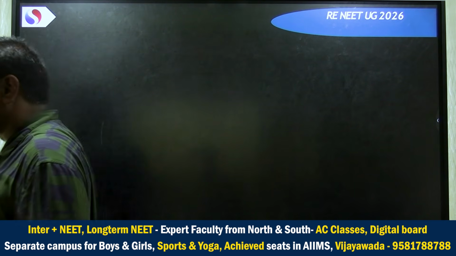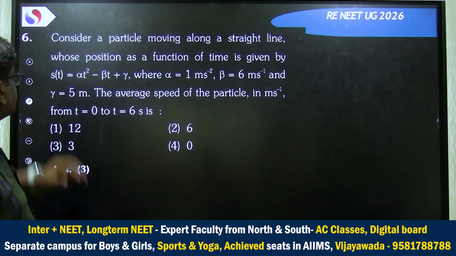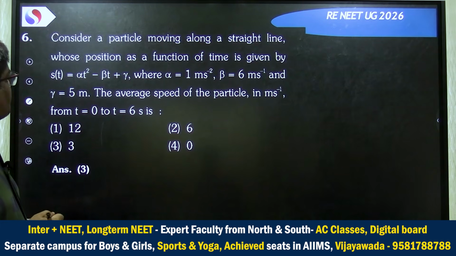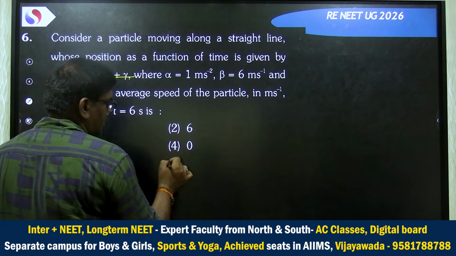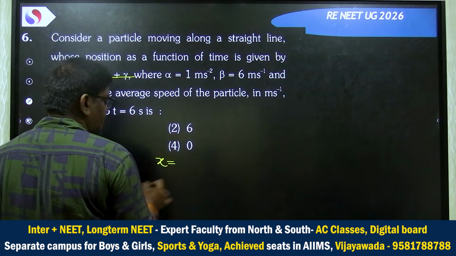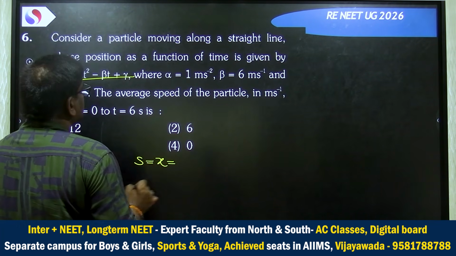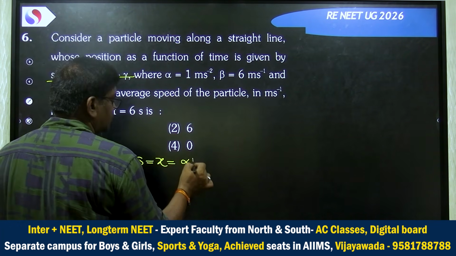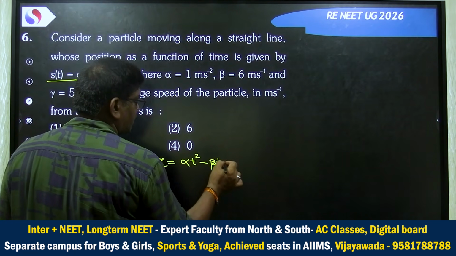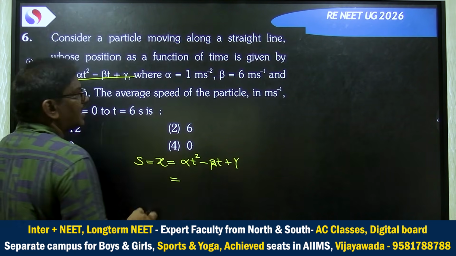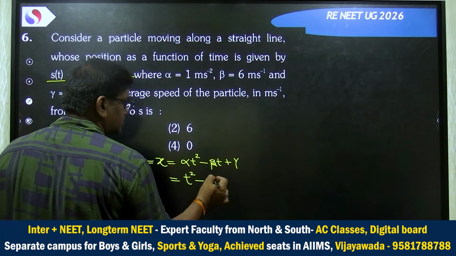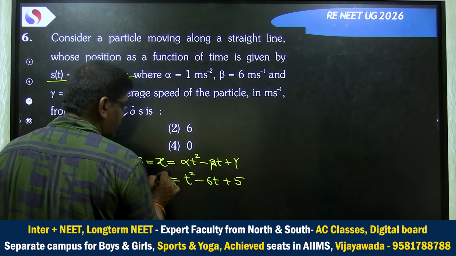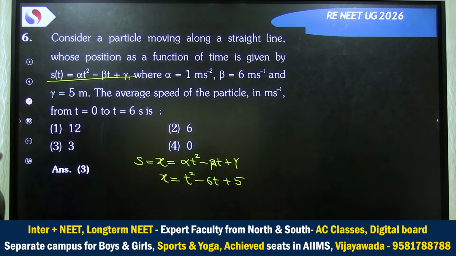Next is question number 6. A particle moving along a straight line where the position is given by s equals alpha t square minus beta t plus gamma. So the position x, which is represented here as s, is given to you as alpha t square minus beta t plus gamma. If I substitute the values of alpha, beta, gamma, which are 1, 6 and 5, it is t square minus 6t plus 5. That will be your position value.